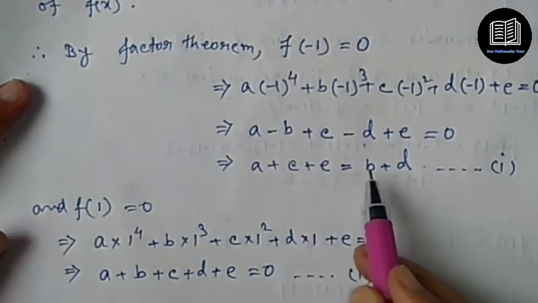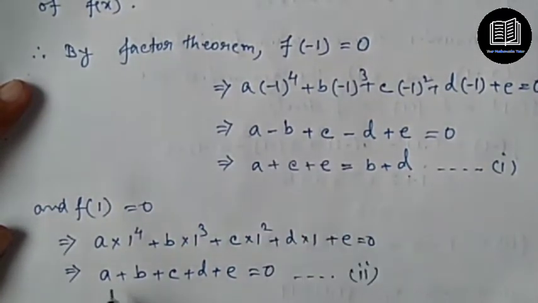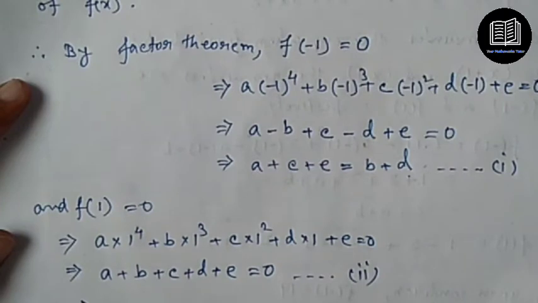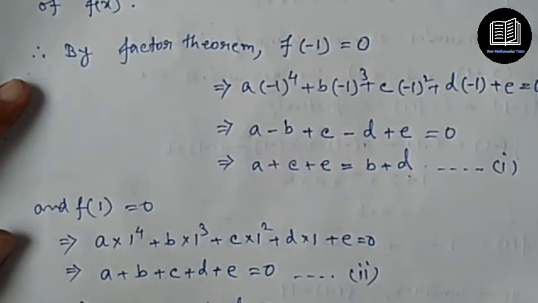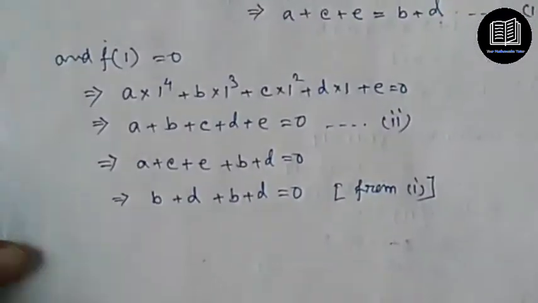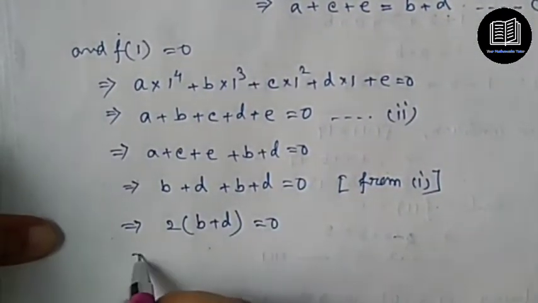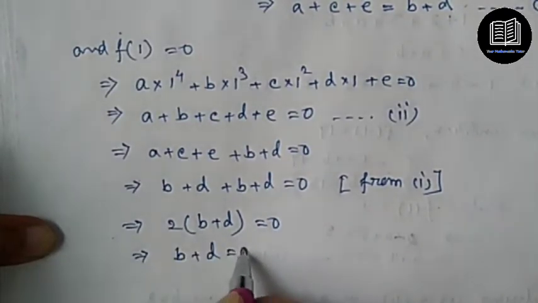A plus c plus e means b plus d. If we put the value of a plus c plus e in this equation, then look, a plus c plus e plus b plus d equals to 0. A plus c plus e means b plus d, from equation 1. So 2 into b plus d equals to 0. That is b plus d equals to 0.